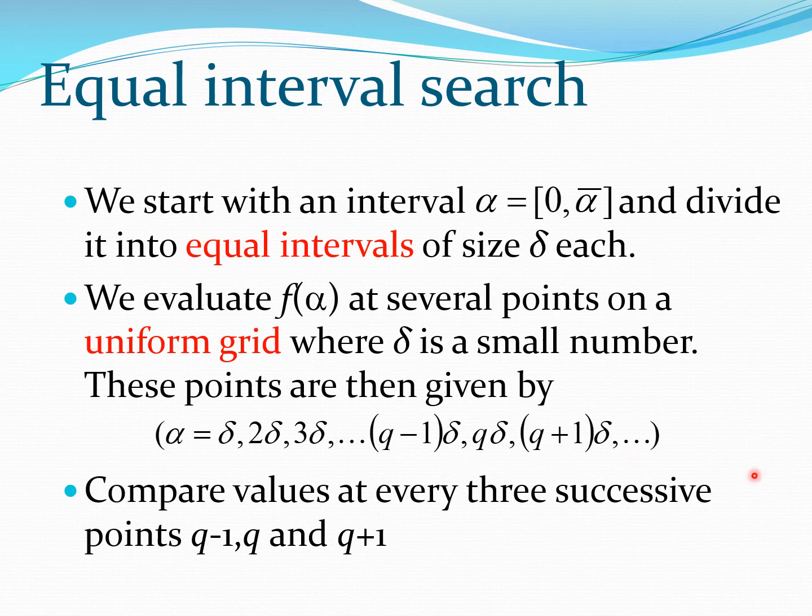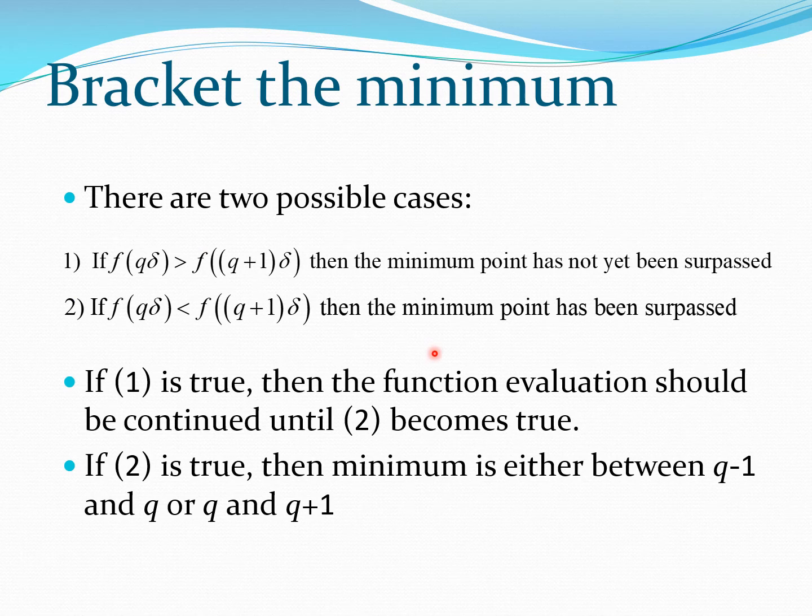and so on. Now we keep comparing these values at 3 successive points. So for example, at delta, 2 delta, 3 delta, at q minus 1 delta, q plus 1 delta, and so on. So what's going to happen is that 2 possible scenarios may exist. One is that the function value at q delta is greater than the function value at q plus 1 delta. And if this is the case, then the minimum point has not yet been surpassed. The second possibility is that f of q delta is less than f of q plus 1 delta, then the minimum point has been surpassed.